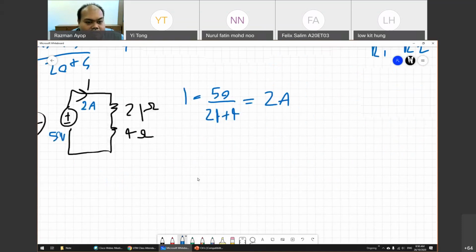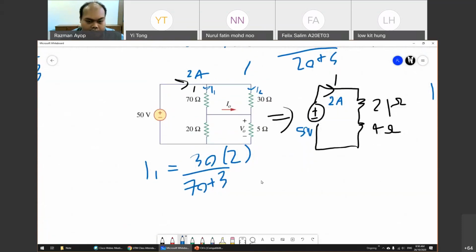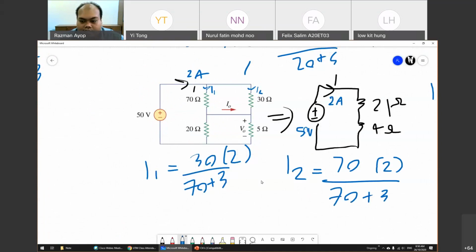Okay, so we continue with this one. Now after you get I1, you get I2 the same way. Here, 70. For I2, you have to use the opposite one, 70 over 70 plus 30, times 2. So this one is 7 divided by 10.